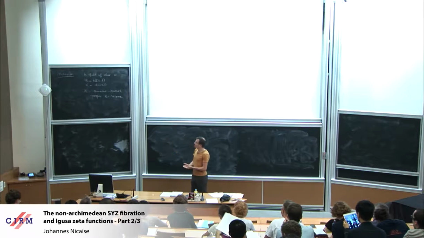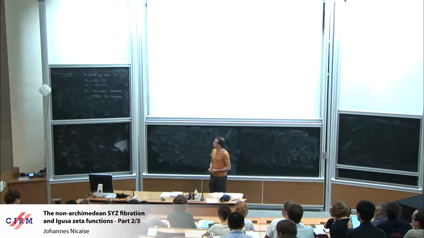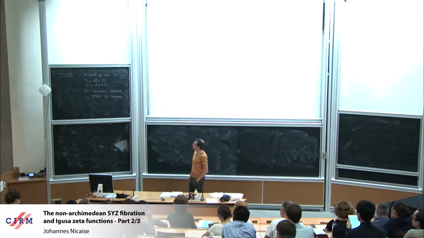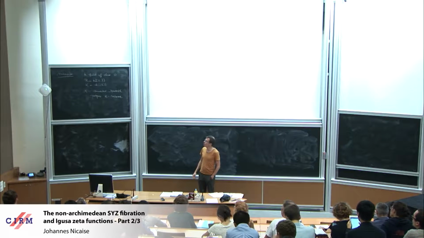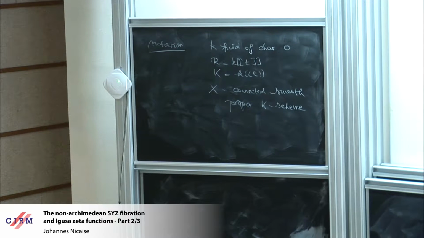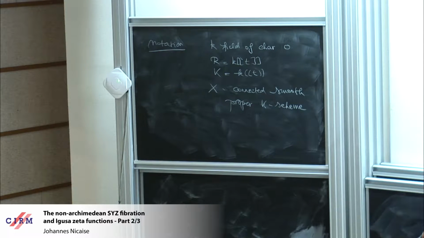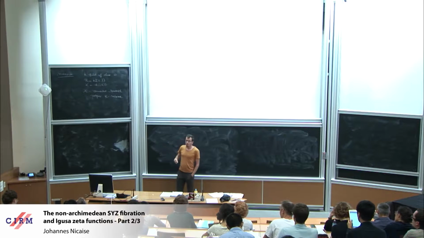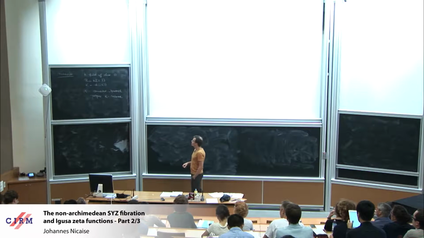Just as a reminder, I put some notation from last time on the blackboard. So we were working over a non-Archimedean field of Laurent series over a field small k of characteristic 0. And so our non-Archimedean field is denoted by capital K. And then last time I explained how to analytify algebraic varieties over capital K.